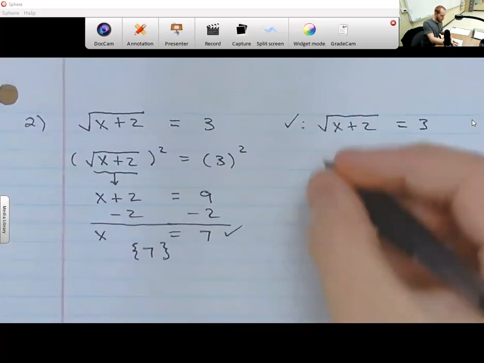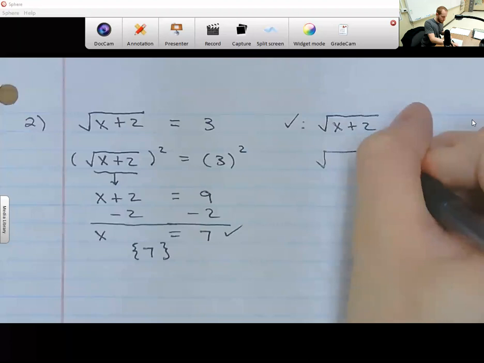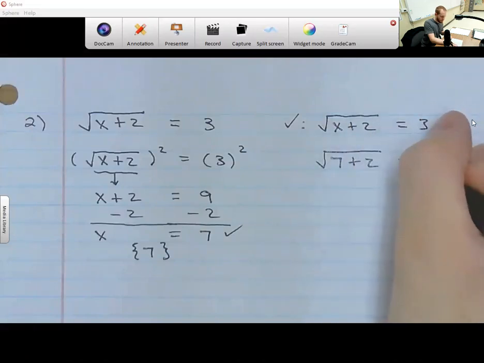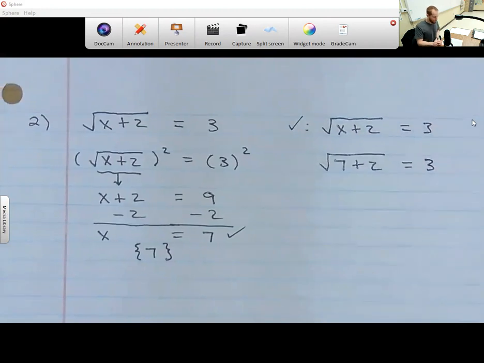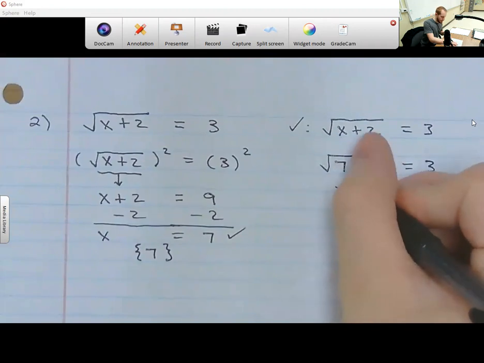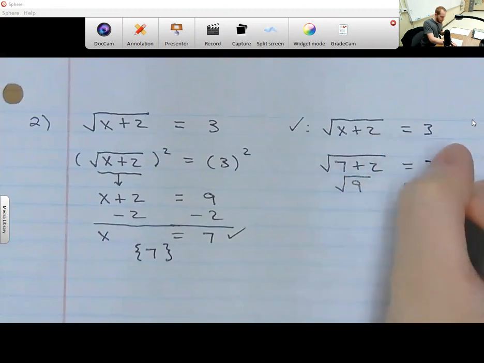So when I replace x with 7, what happens? I get 7 plus 2 on the inside. And the right side stays the same because there was no x that I needed to put in over here. All right. Now 7 plus 2, that's going to give me 9. So I get square root of 9 is equal to 3.